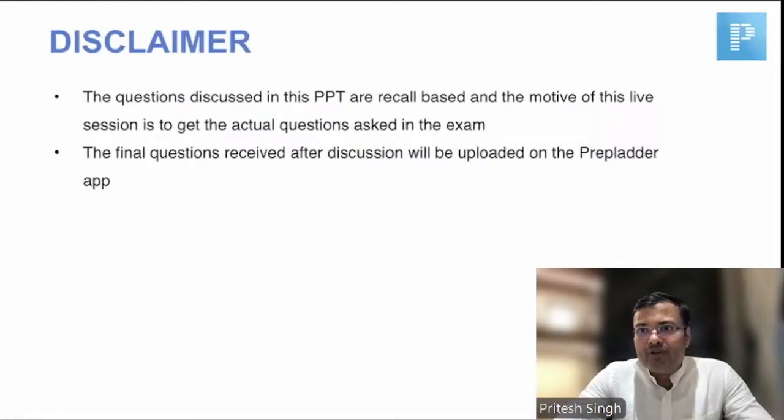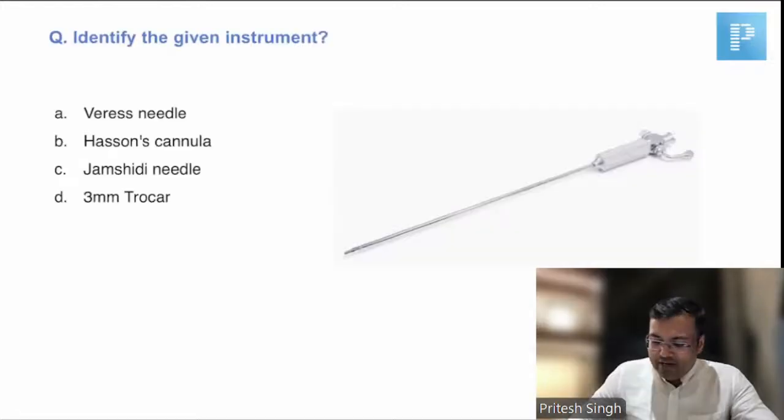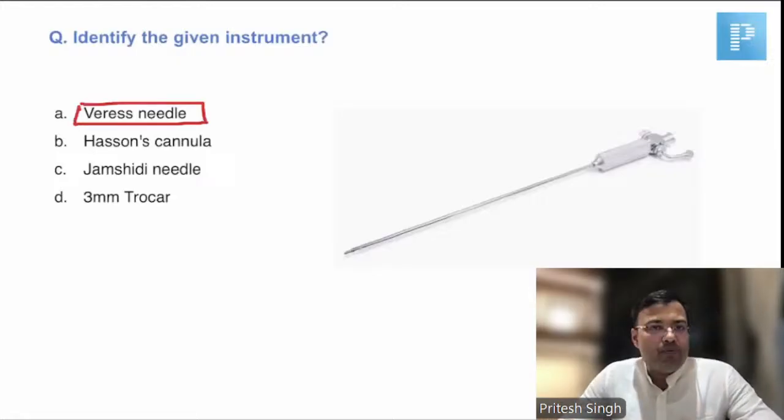Okay guys, so now see this. First question. Can you tell me what is the name of this needle? Clear? So guys, the name of this needle, this is Veress needle. And what is the use of Veress needle? It is used to create pneumoperitoneum. Clear?